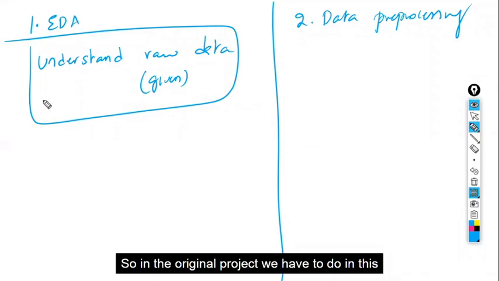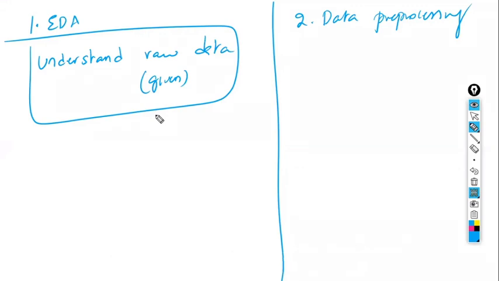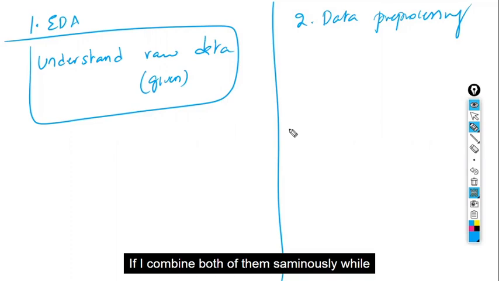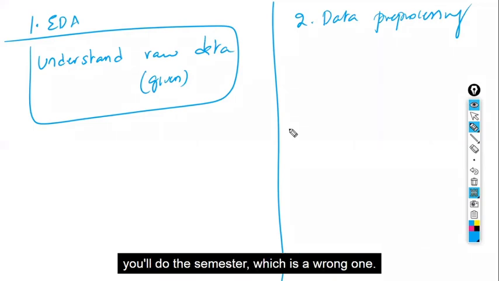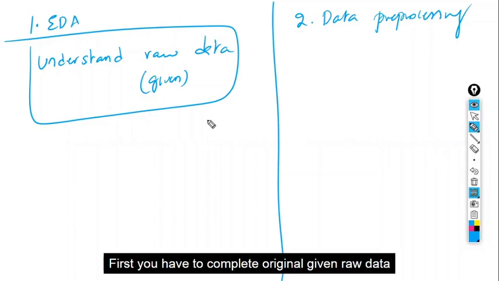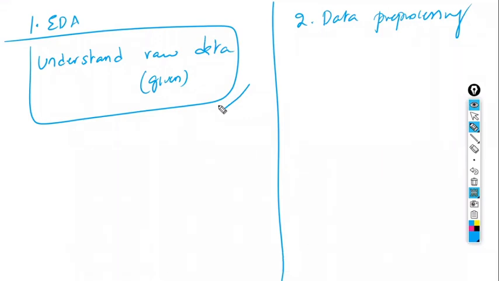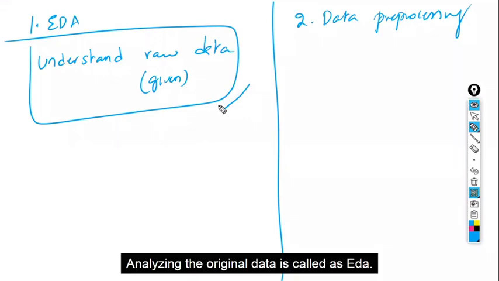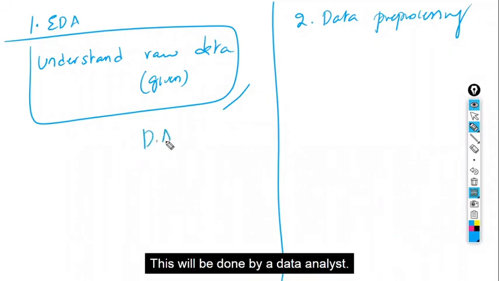So in the original project, we have to do it this way. My training also I am doing in the same way. If I combine both of them, then while you practice or do a real-time project, you will do them simultaneously, which is wrong. First, you have to complete the original given raw data separately. You have to do the analysis without cleaning it. Analyzing the original data is called EDA. This will be done by a data analyst. The data analyst role is this one only.